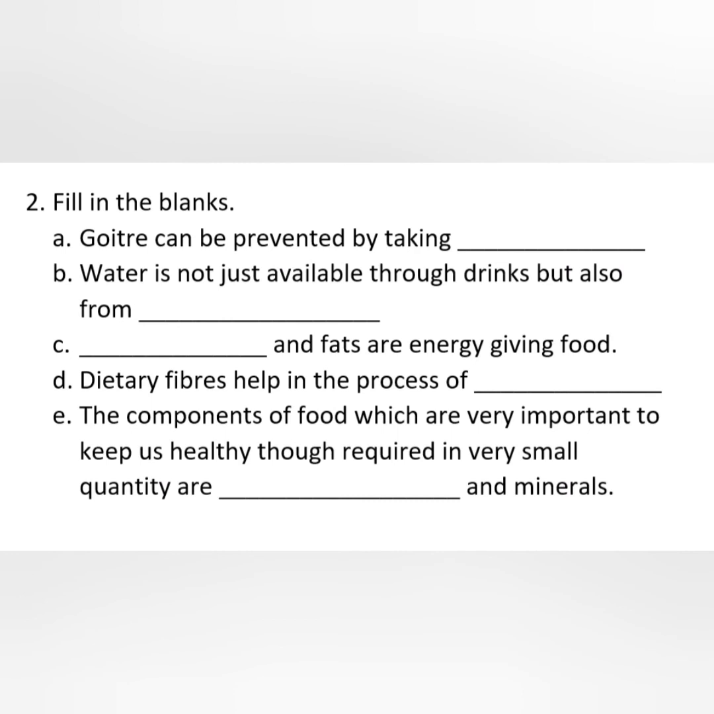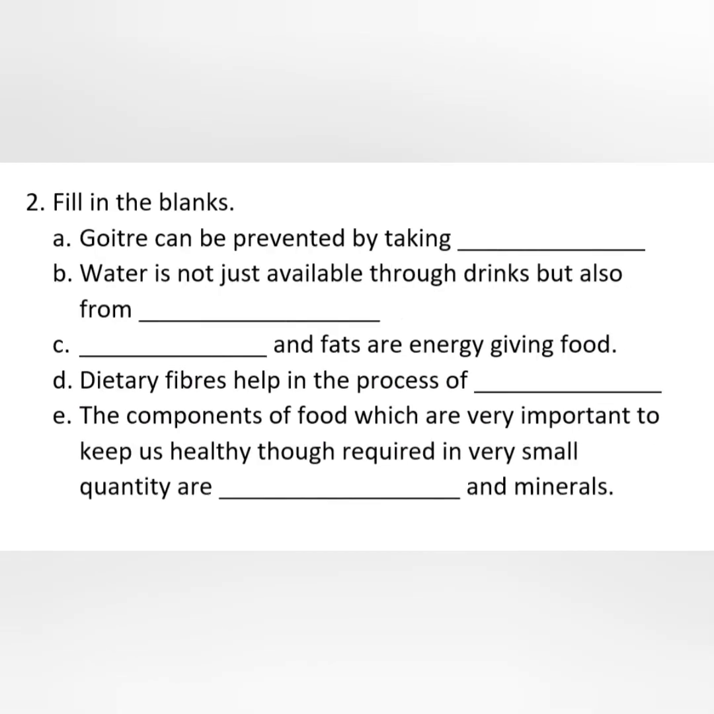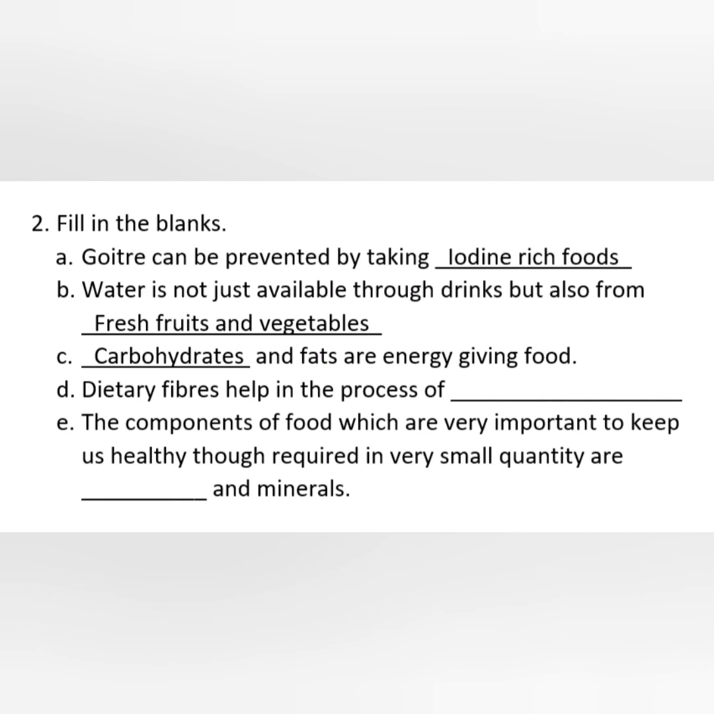Water is not just available through drinks but also from dash. You know, water is obtained from different food items like fresh vegetables and fruits, and other food items also. C. Dash and fats are energy giving food. We studied earlier, according to the action of the food in our body, they are divided into three categories: energy giving food, bodybuilding food and protective food. Dash and fats are energy giving food. Very clearly we know the cereals give carbohydrates and fats are energy giving food.